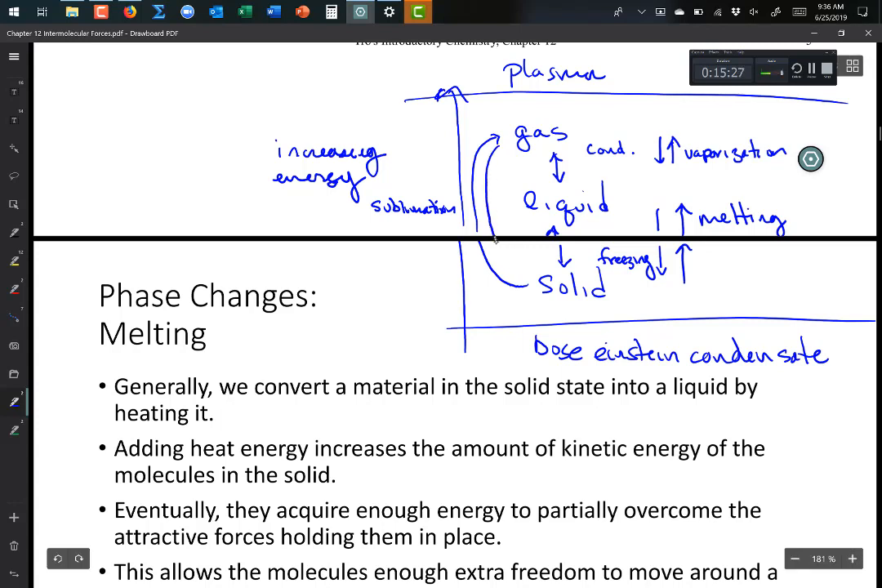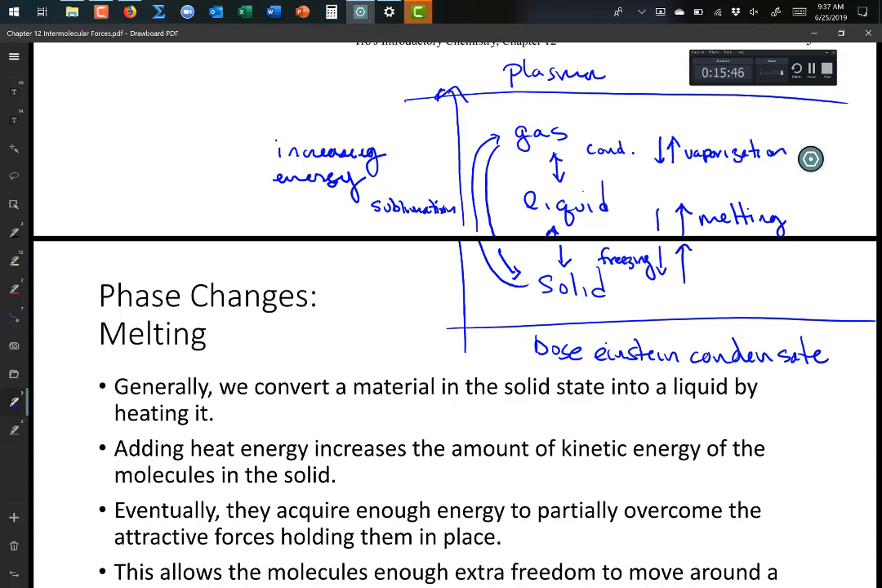What is it called going this way? You guys know? Going down from the gas directly to the solid. Because that's where all the ice crystals inside your freezer show up from. You open up your freezer, water vapor goes in, you close it, and when you open it up next time, there's all these little hairy ice crystals everywhere.